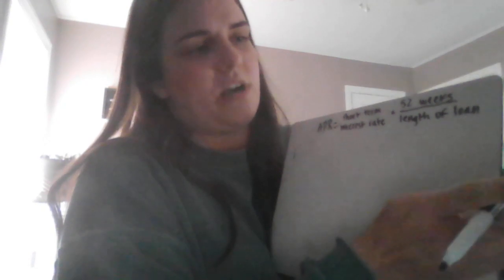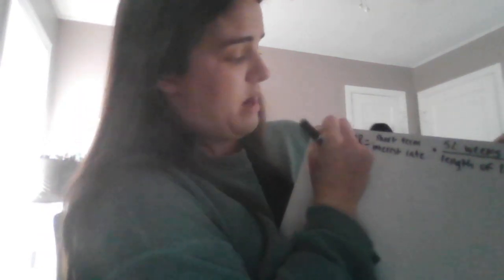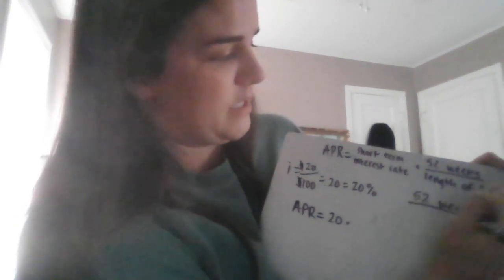So to get our short-term interest rate, we're going to go ahead and divide the $20 per $100 borrowed. So when we divide that, it's going to give us 0.20, which we are going to then change to a percent and do 20%. So that's going to be our short-term interest. So I'll go ahead and write APR equals 20% times, and over here we're going to do our 52 weeks over the length of the loan, which for us was 5 weeks.